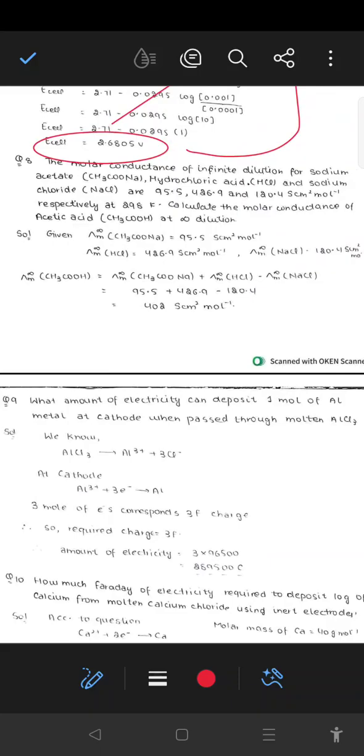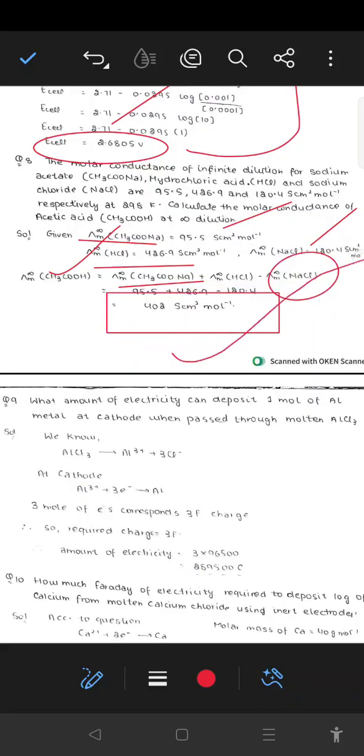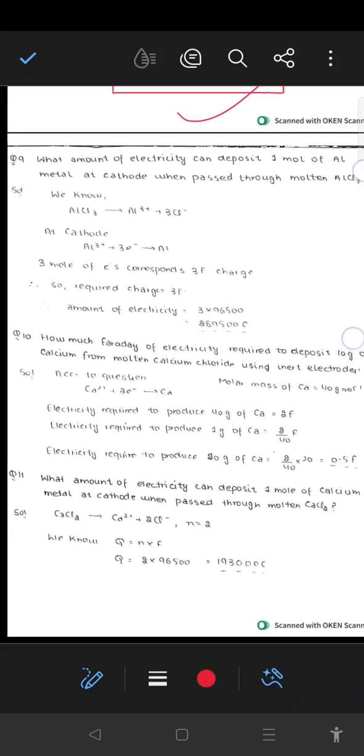The next numerical is based on Kohlrausch's law, that is molar conductivity at infinite dilution. The values for sodium acetate, HCl, and sodium chloride are given. So the molar conductivity of acetic acid at infinite dilution can be calculated by the sum of the molar conductivities of sodium acetate and HCl, minus that of NaCl. In this we will get the answer 402 Siemens centimeter square per mole.